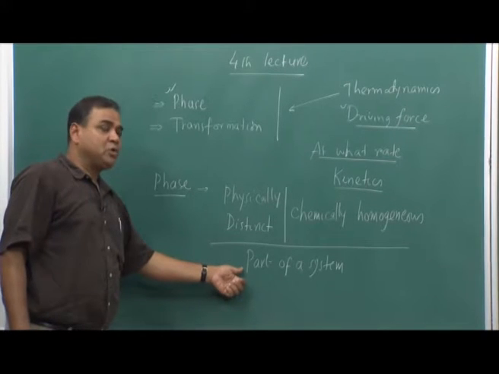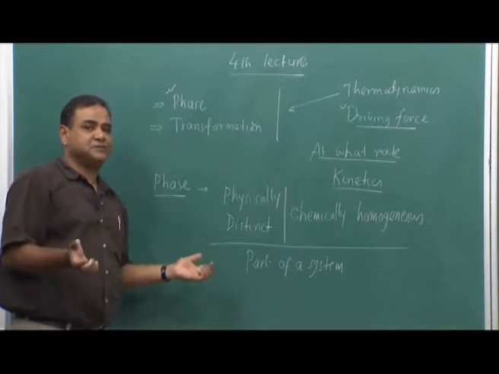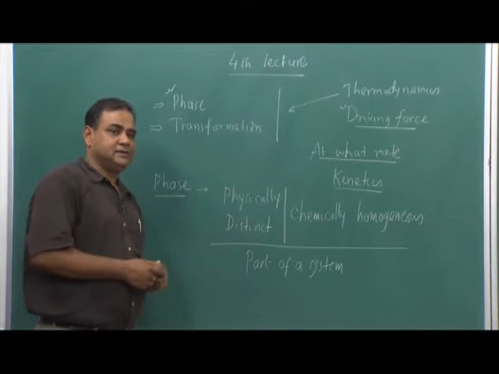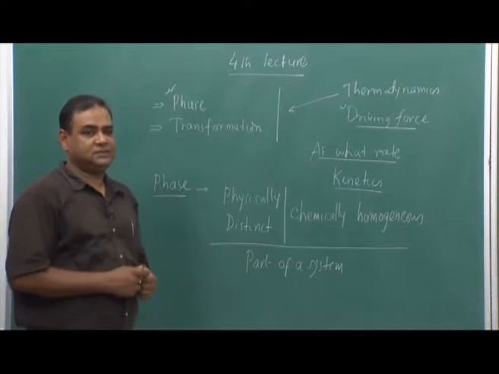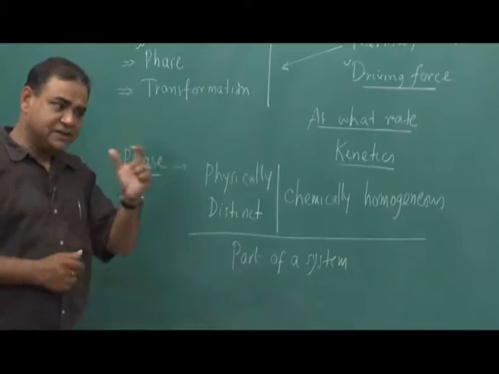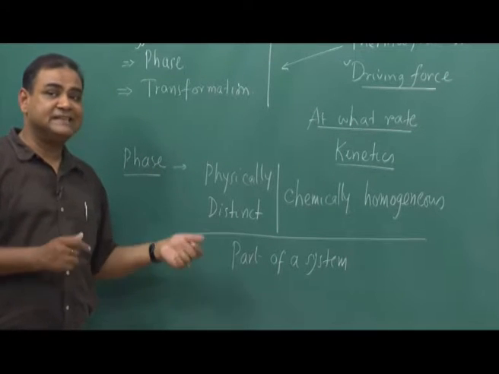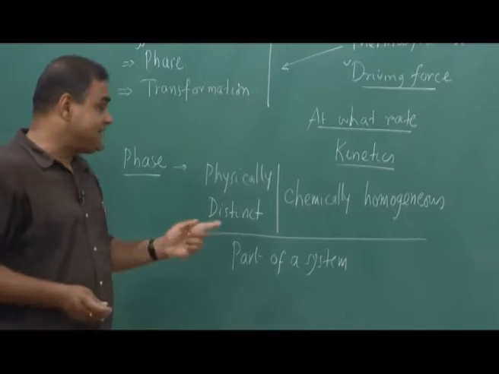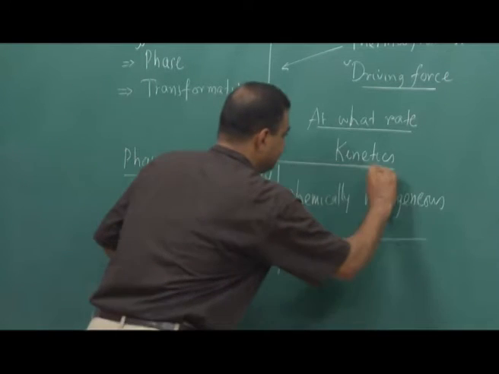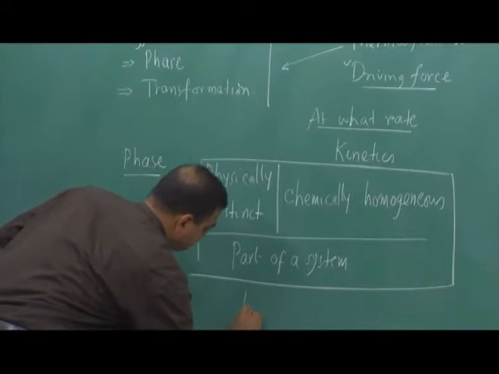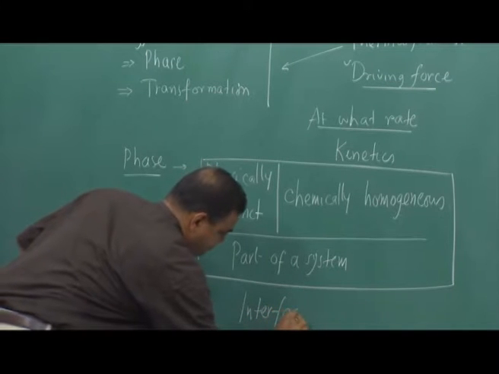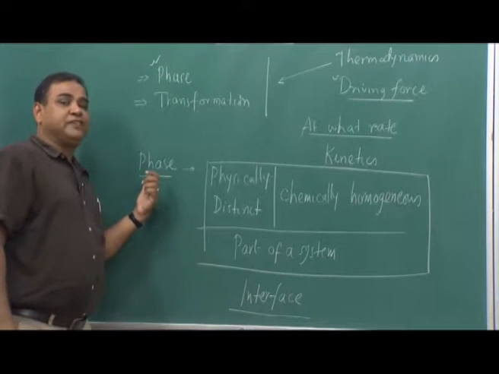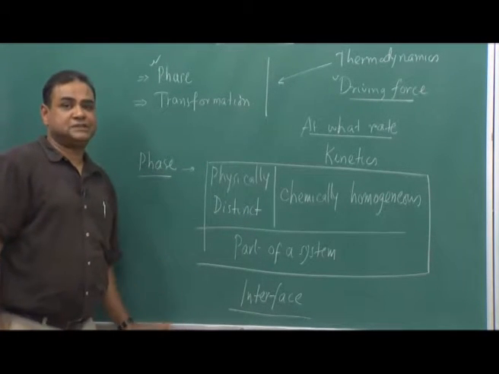Whenever we talk about part of a system, that means one system has to be defined first, and out of that system we have to see what is that part. Now, how do I take that part out? In order to take that part out, we need to see whether there is any demarcation between that part and the rest of the system, and that demarcation is nothing but interface. So, while defining phase, all those keywords are necessary.